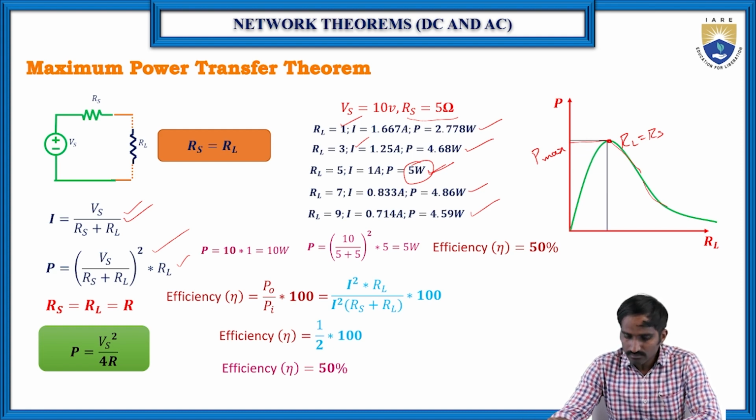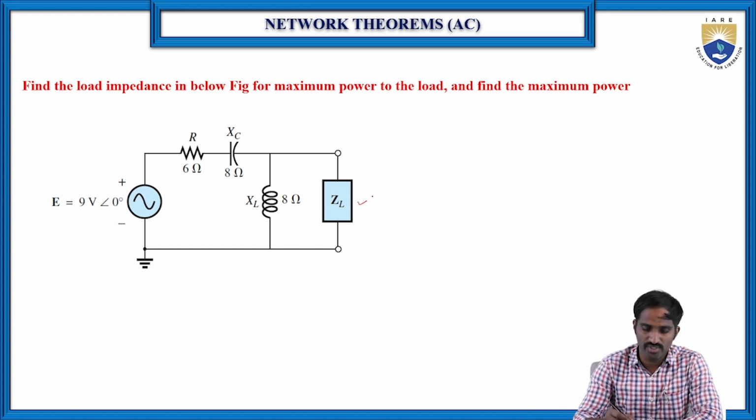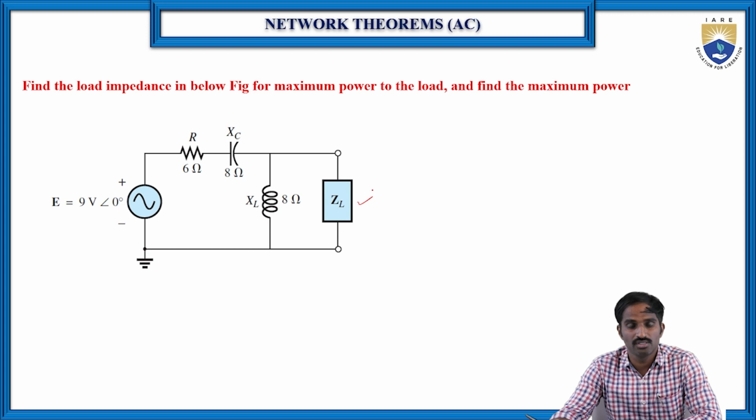Then let us consider a simple circuit with AC input. Find the load impedance in the below figure for maximum power to the load, and find the maximum power. So here there are two questions. First, we have to find what is the load impedance. This is the load impedance. We don't know the value of the load impedance, so first we have to find its value.